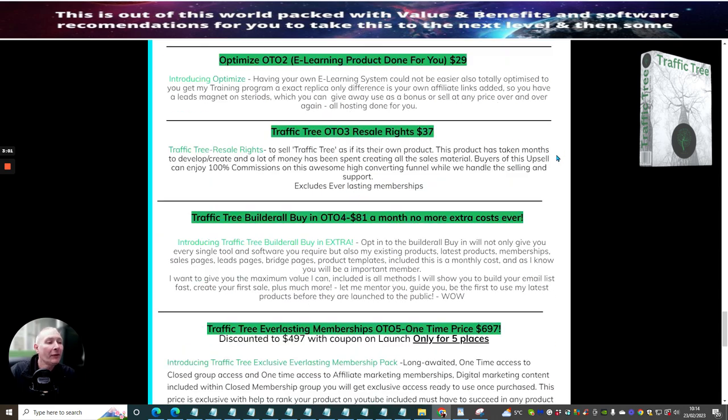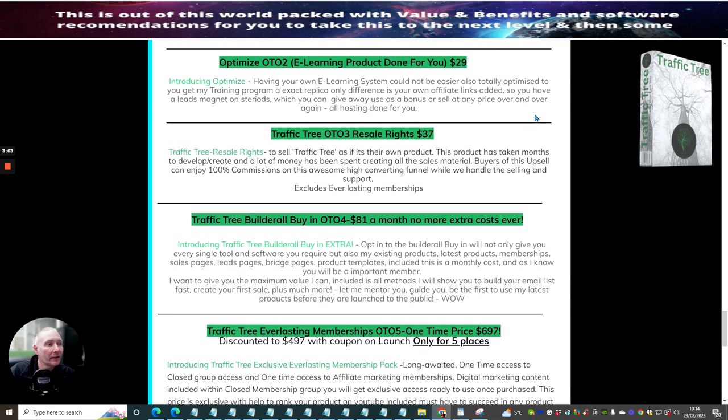Okay, Traffic Tree OTO 3 is resale rights at $37. Traffic Tree resale rights, basically you can sell this as your own product. You don't have to worry about the support. That's all taken care of. The hosting is all taken care of. And if you've got to go out there and pay for your sales pages, it can cost you thousands, right? That's all taken care of. And this is at $37, okay? All these products do have downsells. You would just be able to get access to that when you go through the funnel.